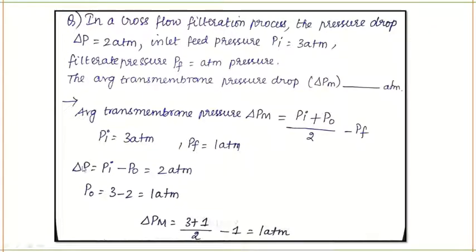You know the value of delta P, which is 2 atmosphere. P inlet is 3 atmosphere. So from this equation we can find P outlet is 1 atmosphere. So P inlet is 3 plus P outlet is 1, divided by 2, from the formula, minus the PF, which is 1. If you solve this, you will get 1 atmosphere as the answer. Very simple question. You just have to know the formula, and you can directly substitute all the values and get the answer straight away.